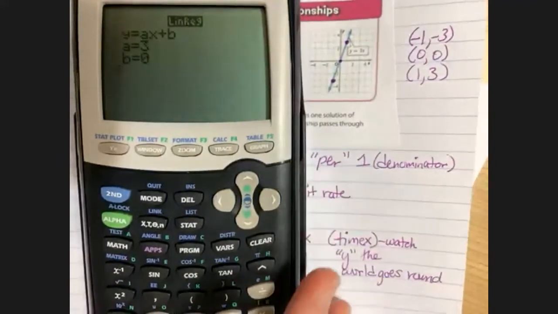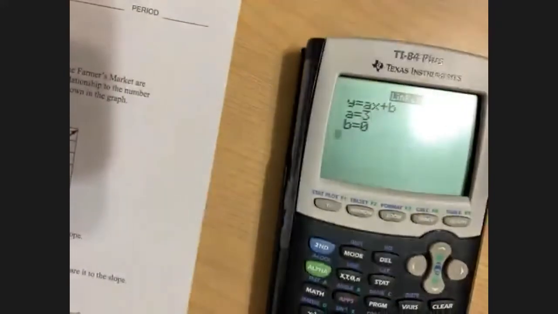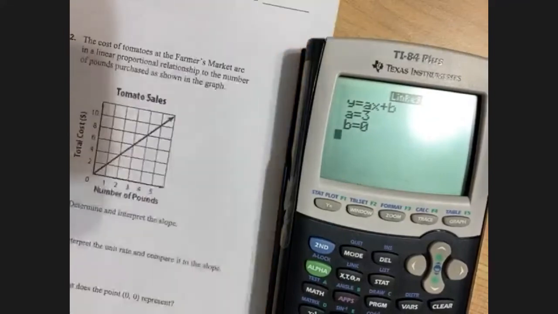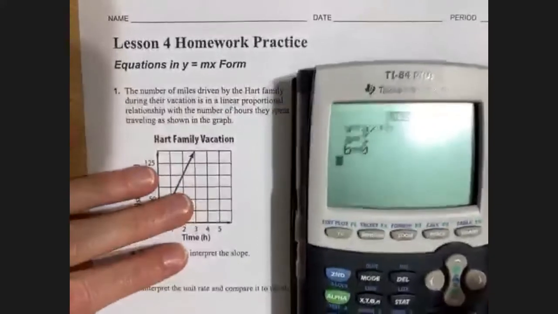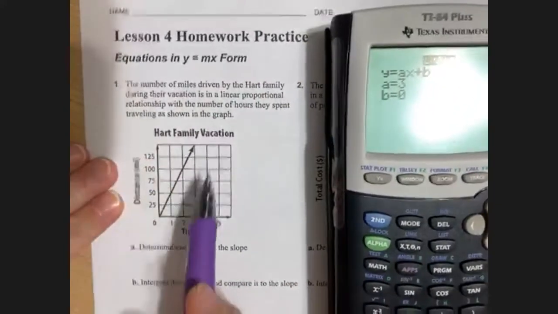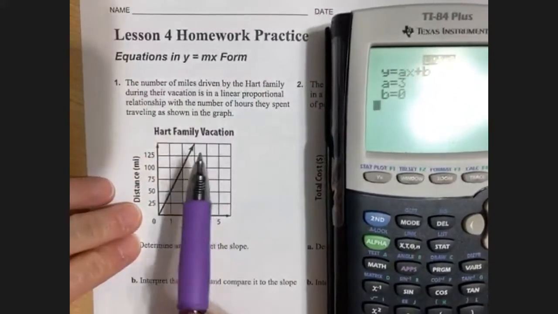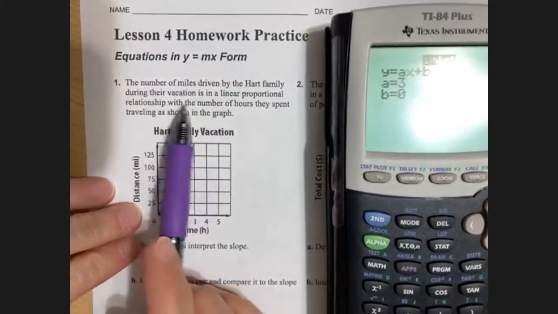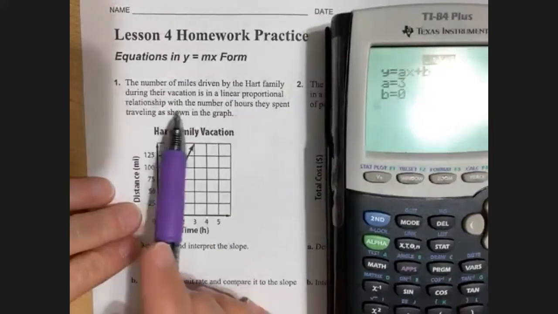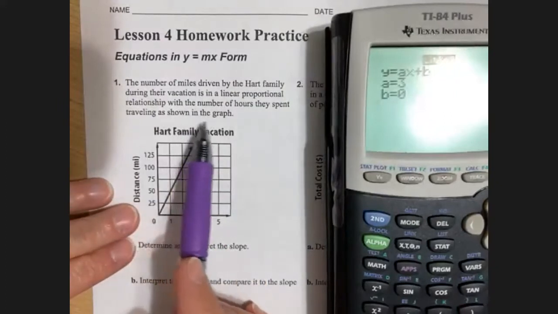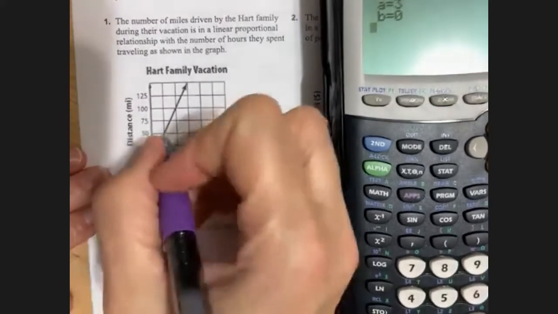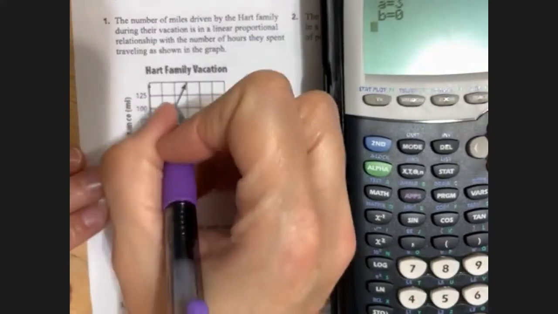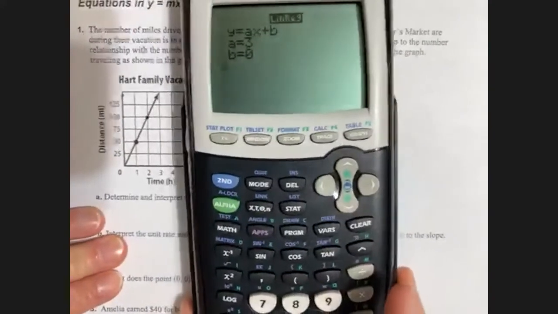Okay, so switching over to the practice on the homework a little bit here, and we'll just go through some of these together to make sure you're understanding. But it says y equals mx is the form, and we've got here a graph. And it says that the number of miles driven by the Hart family during their vacation is in a linear proportional relationship with the number of hours they spent traveling as shown in the graph. It says determine and interpret the slope. So all you really have to do is find 2 points on here, and then you're going to plug them into your linear regression, okay?